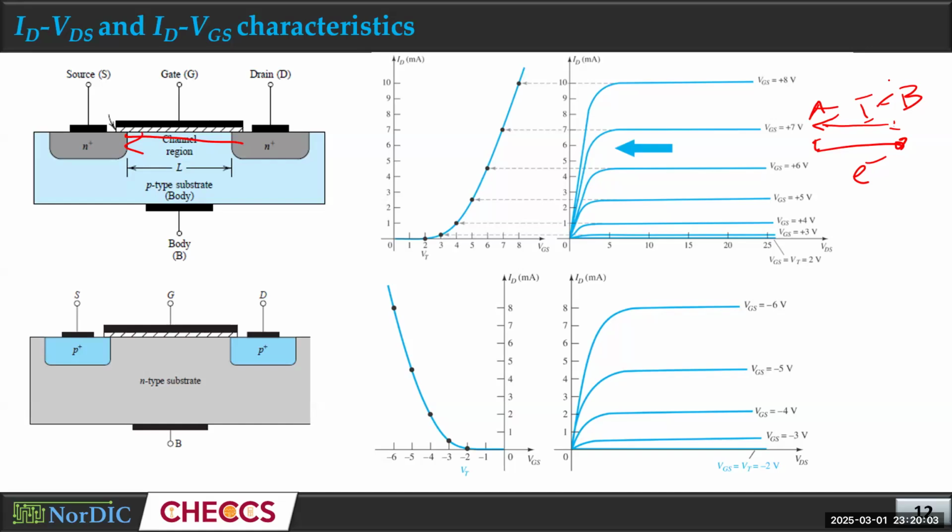Okay. So here in NMOS, the current will always flow from drain to source. So this is the direction of current. So electron will flow from source to drain, the opposite direction.